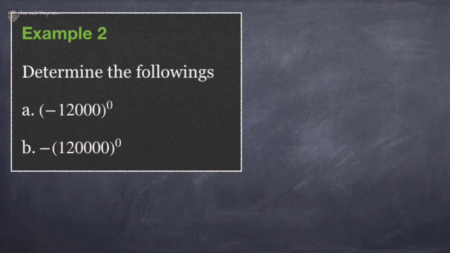Let's look at this example. Determine the following. Here, the base is a big number, but there is power 0, so the result is easily 1. However, this one we need to be careful of because the negative sign is outside of the bracket, so we will leave the negative sign outside, but the bracket itself will be 1 because of the power 0, so the result will be negative 1.